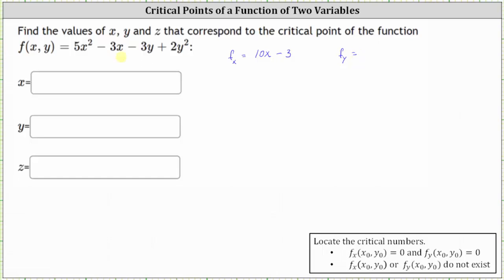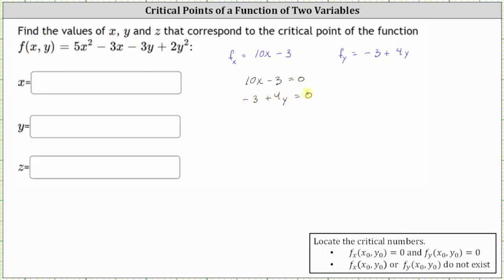And then we have the derivative of negative 3y with respect to y, which is negative 3, plus the derivative of 2y squared with respect to y, which is 4y. Now that we have both first-order partials, we set them both equal to 0 and solve as a system of equations. So we want to know the x and y values where 10x minus 3 is equal to 0 and where negative 3 plus 4y is equal to 0.